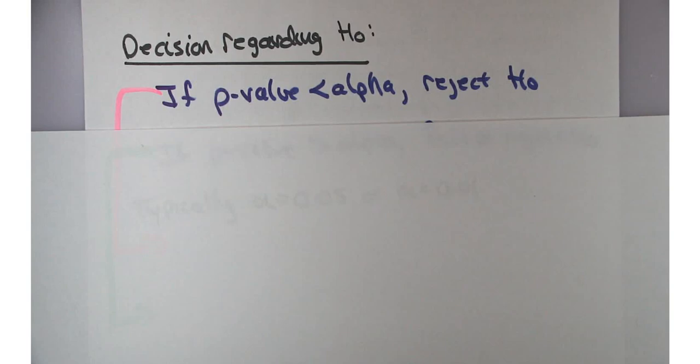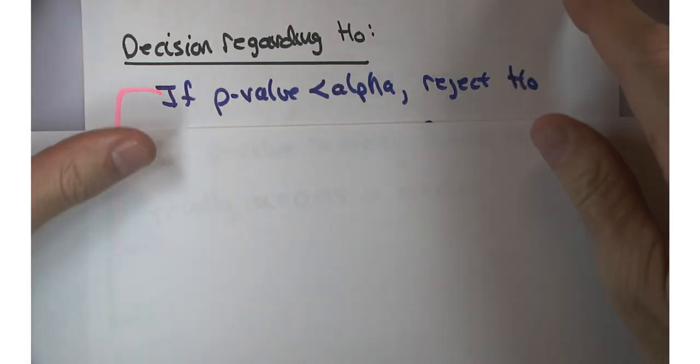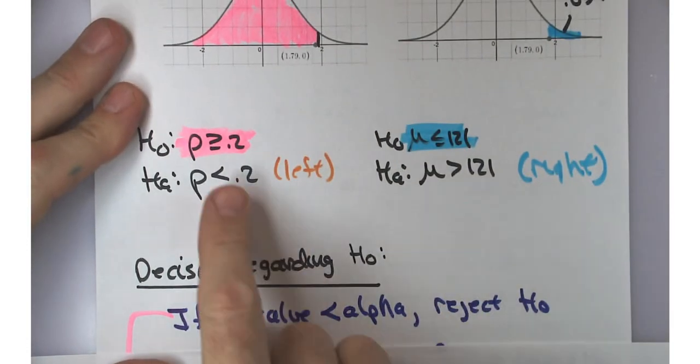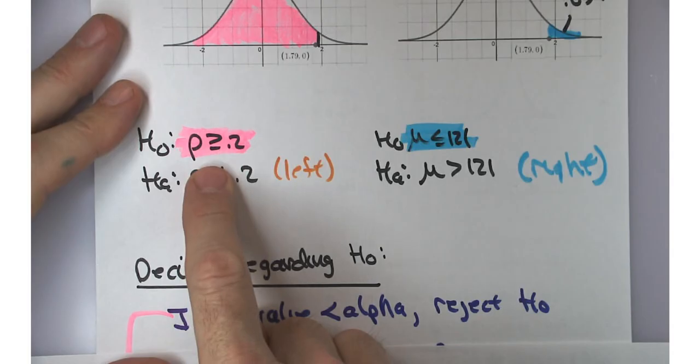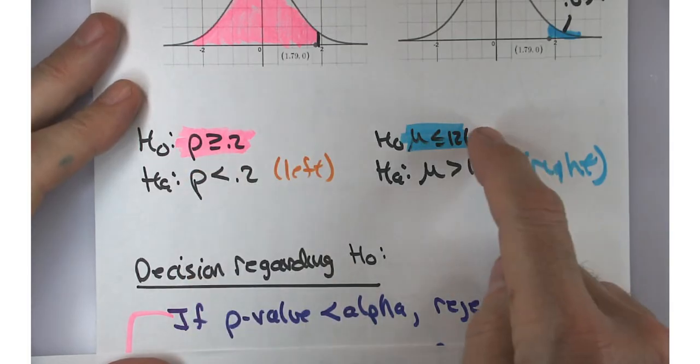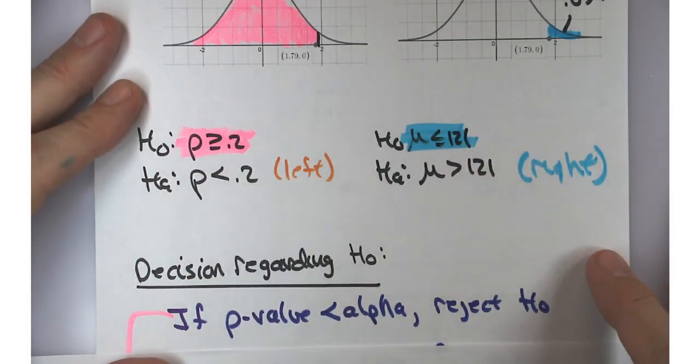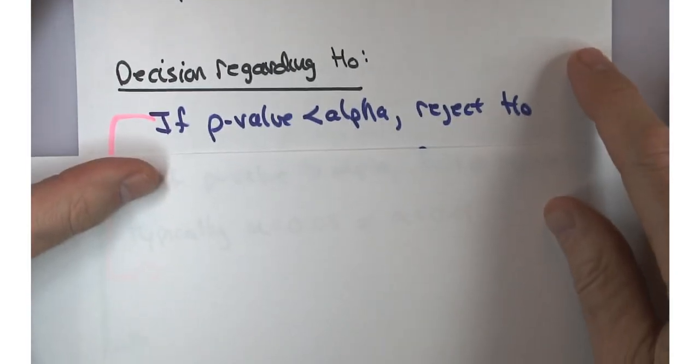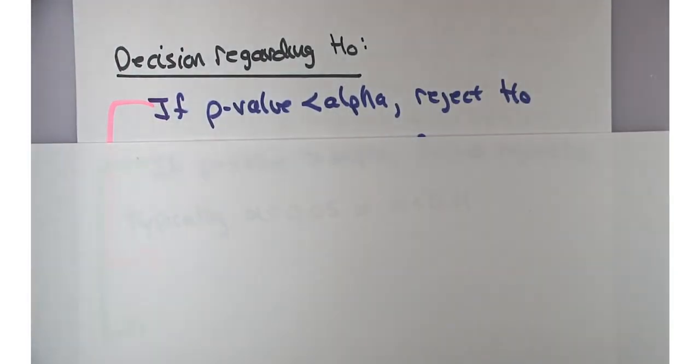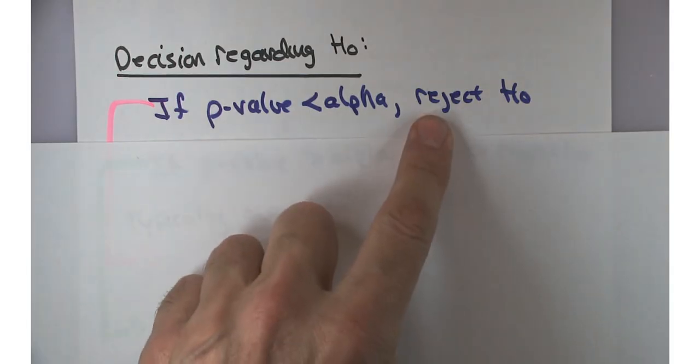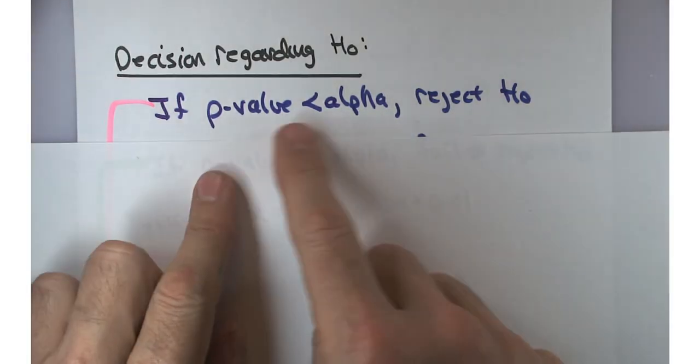So let's continue with our hypothesis tests. At some point, we're going to have to perform a statistical test to decide what we think is true, H0 or HA, the null hypothesis or the alternative. So we're going to have to make a decision regarding the null hypothesis. And our decision is going to be to reject the null hypothesis if our p-value is less than alpha.